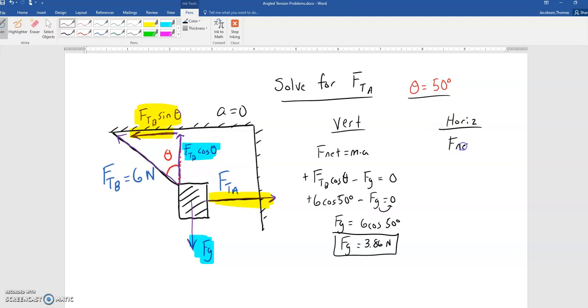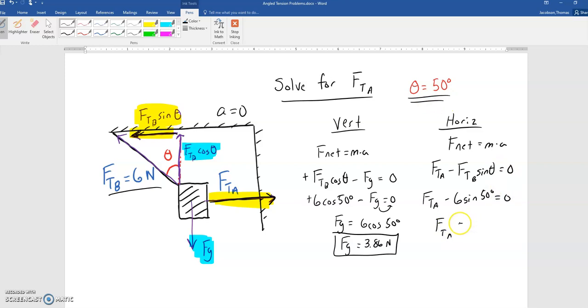Horizontally, F net equals m times a. Again, there's no acceleration, so it doesn't matter which direction I choose as positive. I'll choose to the right as positive. So FTA, that's right here, minus this force, FTB sine theta, equals 0 because there's no acceleration. So FTA minus, and FTB is 6 newtons, given right here in the problem, times the sine of 50 degrees, equals 0.